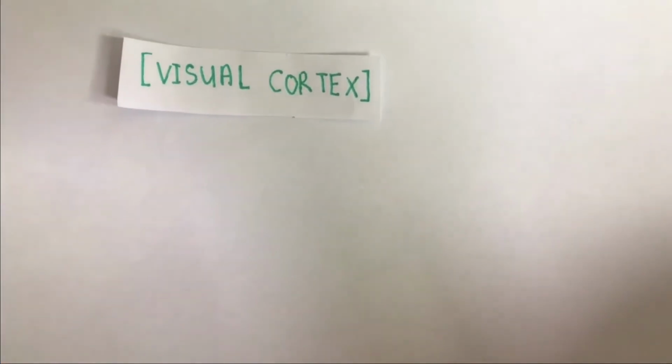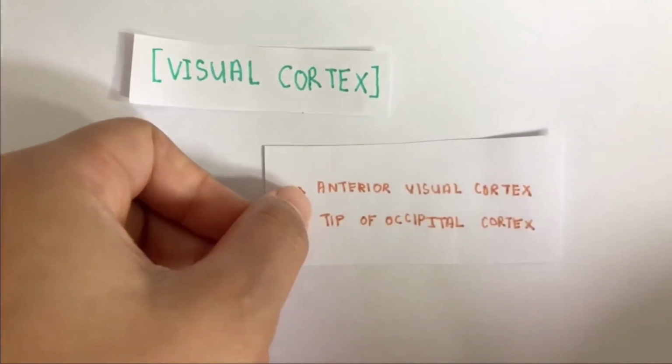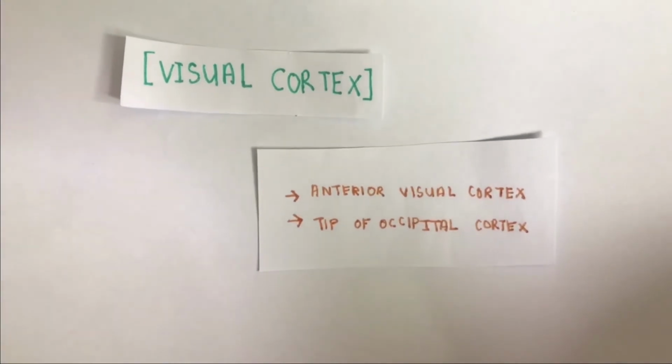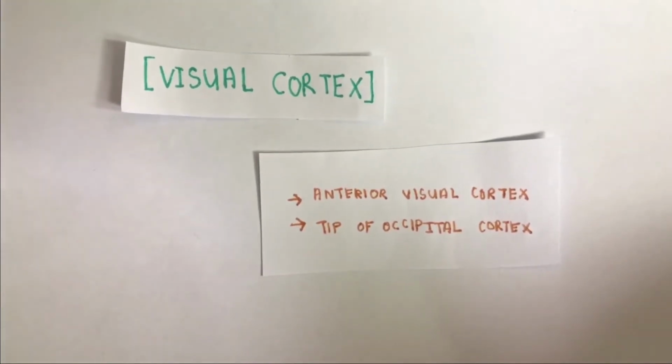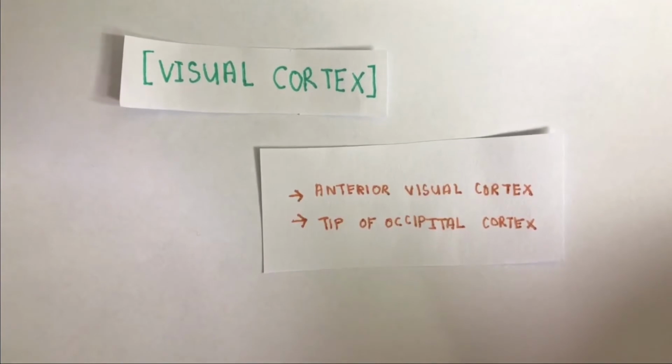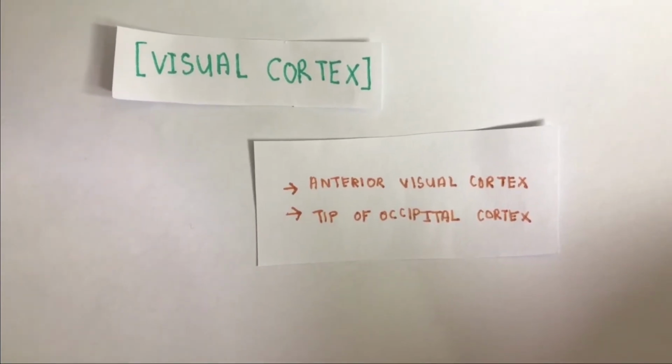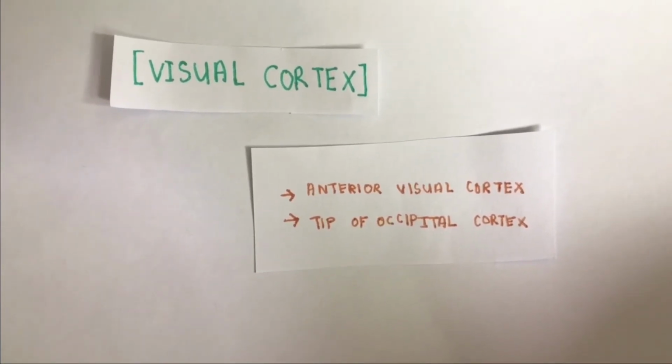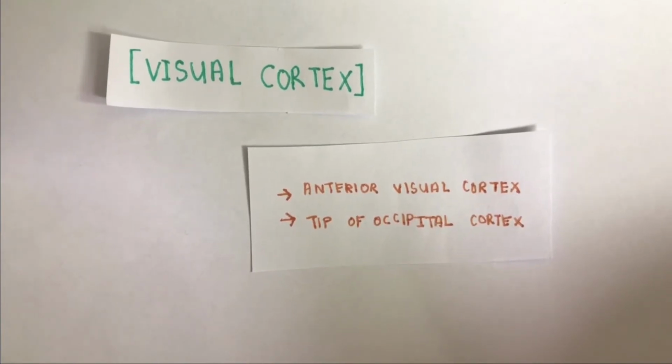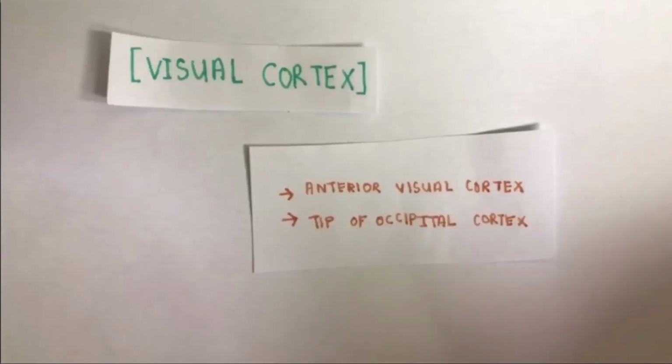Next part of lesion is in the visual cortex. It is divided into 2 parts, which are the anterior occipital cortex, caused by occlusion of the posterior cerebral artery, and the second part is the tip of the occipital cortex. It is caused by head injury or gunshot injury involving the tip of the cortex.